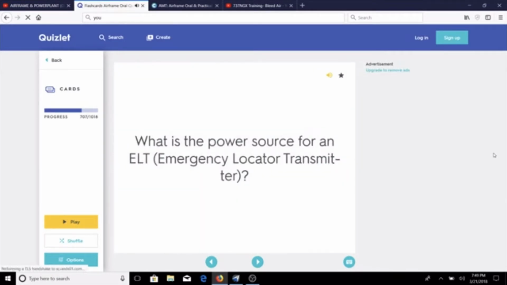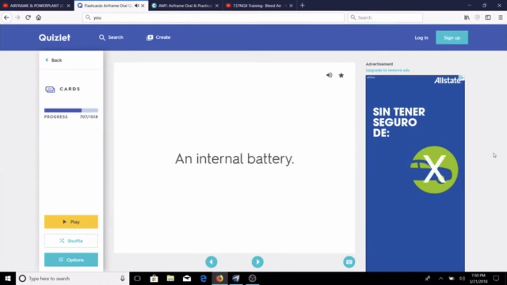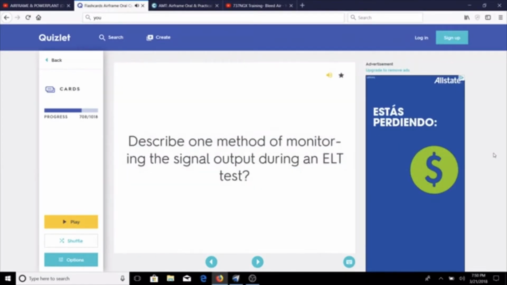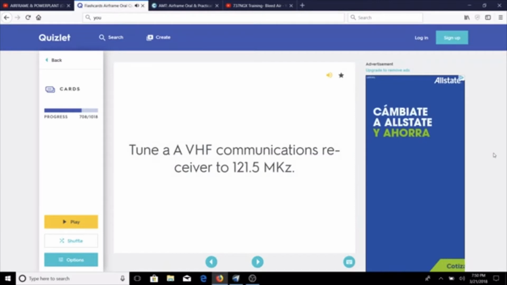What is the power source for an ELT? An internal battery. Describe one method of monitoring the signal output during an ELT test. Tune a VHF communications receiver to 121.5 MHz.